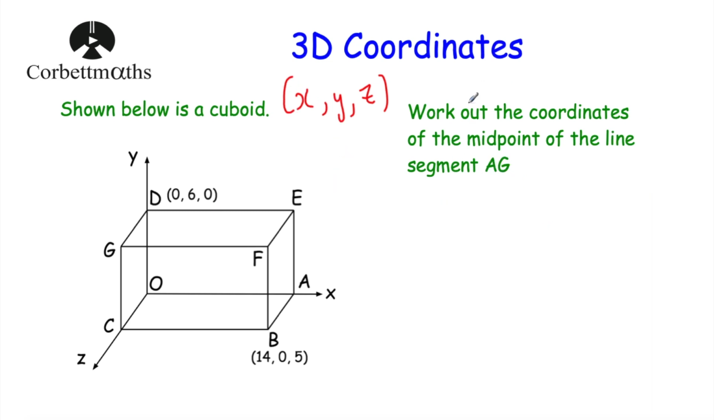And that's it. Okay, let's have a look at our last part of this question. So we've got work out the coordinates of the midpoint of the line segment AG. So we want to find the midpoint of the line segment AG. So let's draw the line AG to begin with. So that's the line AG, and we want to find the coordinates of the midpoint. So we want to find the coordinates of that midpoint there.